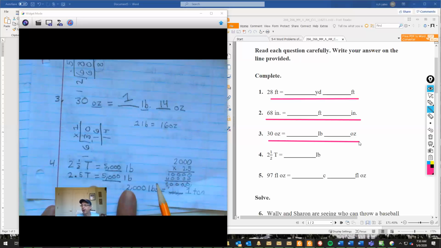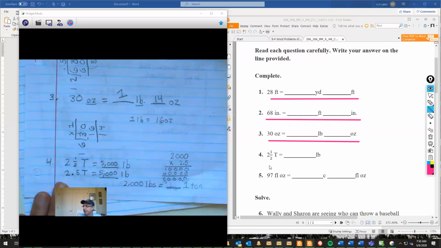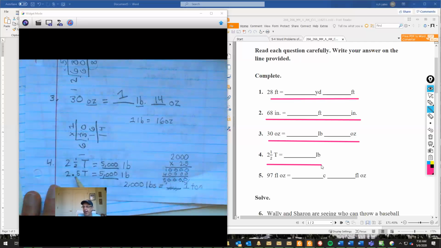On number four, I have 2 1/2 tons, which I decided I'm going to change into a decimal because I know that 1/2 equals 5/10. That's going to make it a little bit easier for me to convert. I know that 2,000 pounds are in 1 ton, so I'm going to multiply 2,000 by 2.5 tons and end up with 5,000 pounds. So on this one, I can convert the fraction over to a decimal, and that makes it a lot easier to convert.